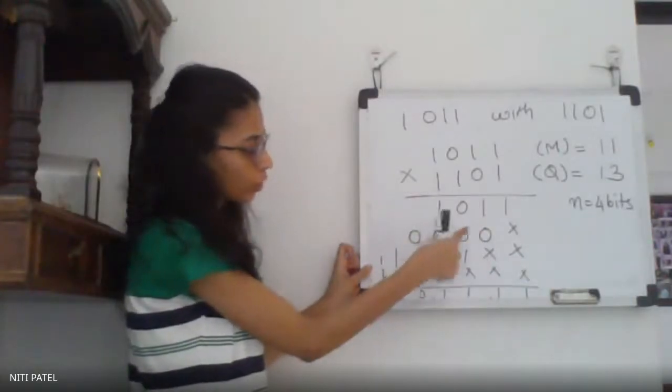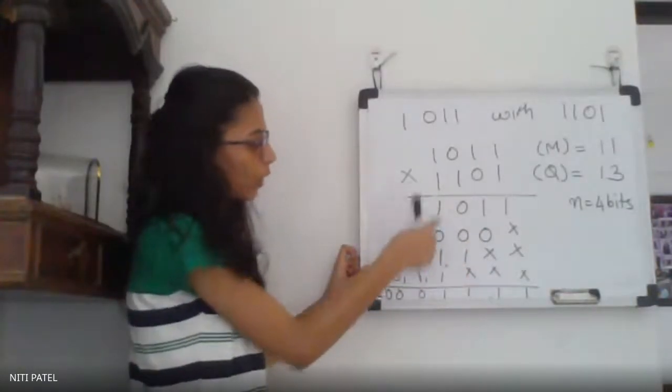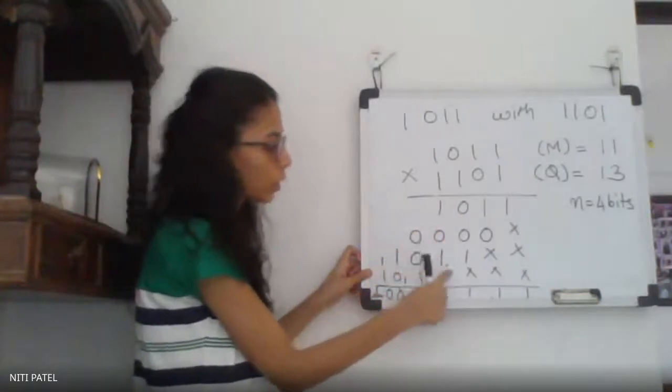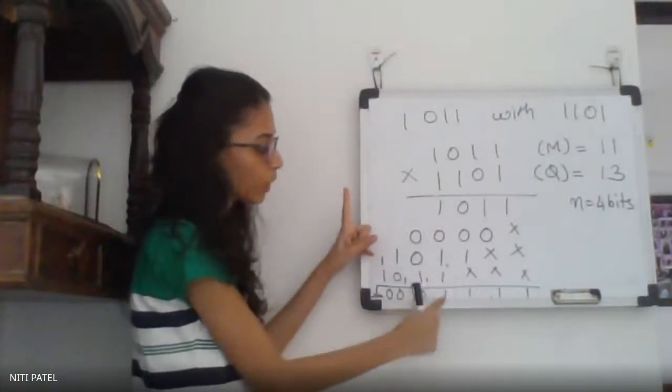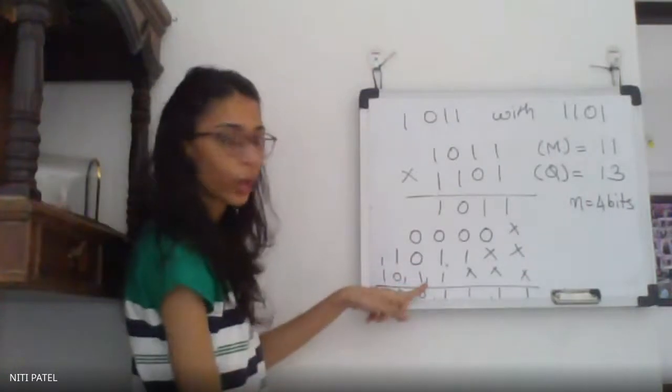0 plus 0 is 0. 0 plus 1 is 1. 1 plus 0 is 1. 1 plus 1 is 0 with carry 1. But 0 plus 1 is 1 and the carry written over here is 1.